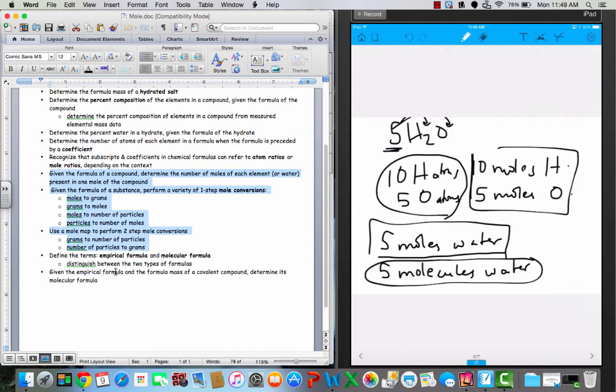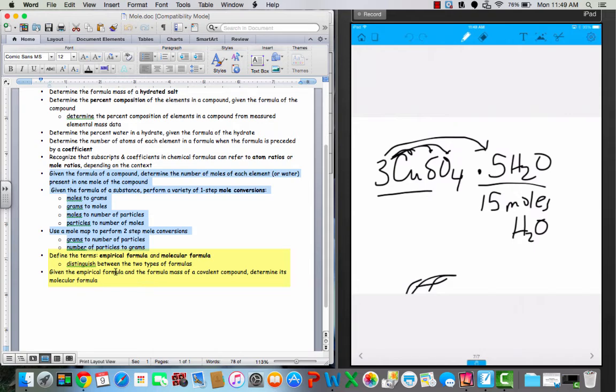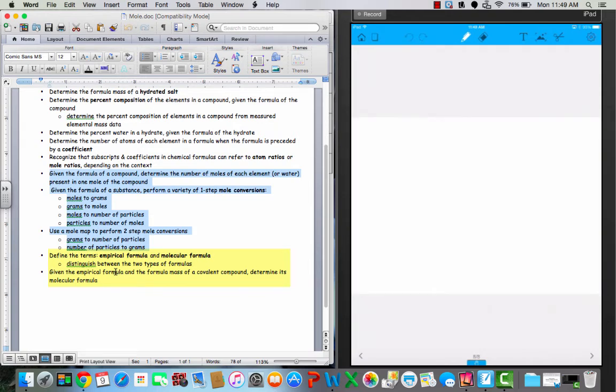The last thing we're talking about is empirical versus molecular formulas. So we'll go over that quick. The empirical formula is the most reduced formula. You're going to learn later on this year that all ionic compounds are listed in their empirical formula, and some covalent compounds are, but oftentimes we give more information. We give all of the molecules. So empirical formula is the most reduced.